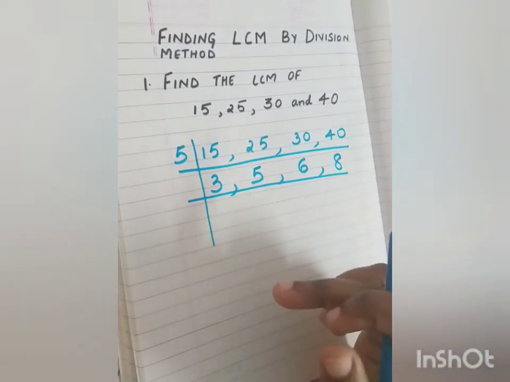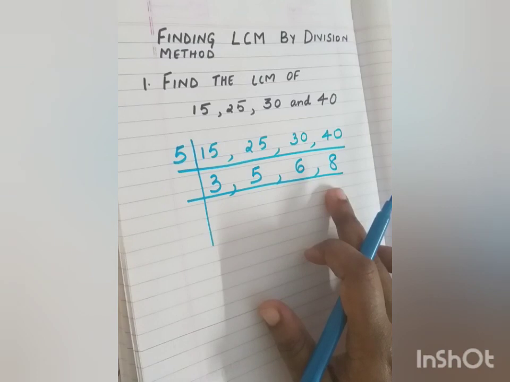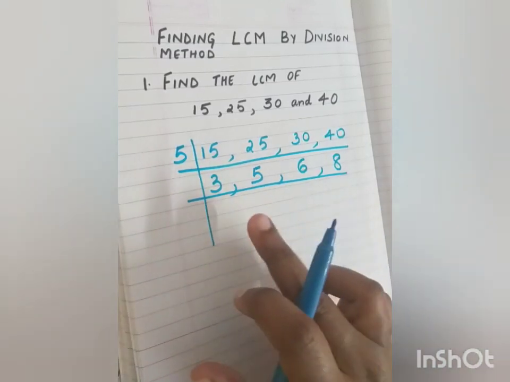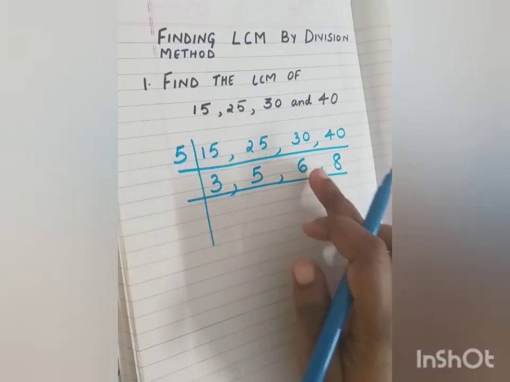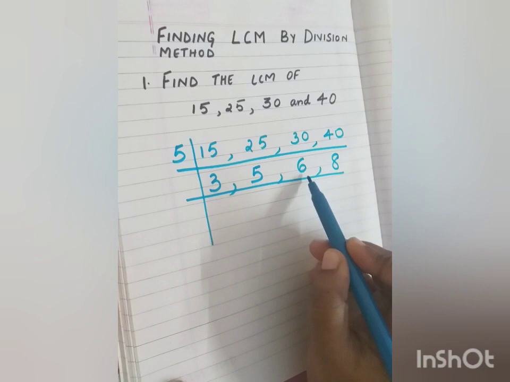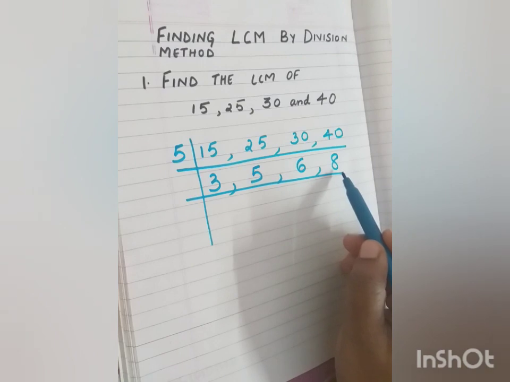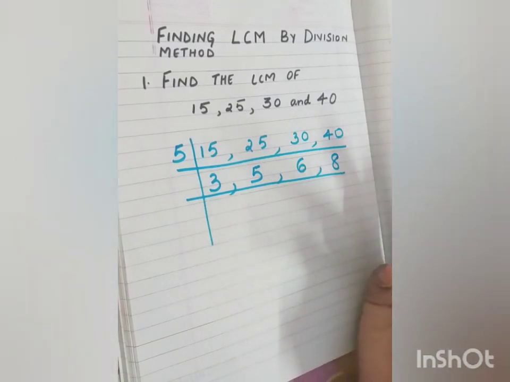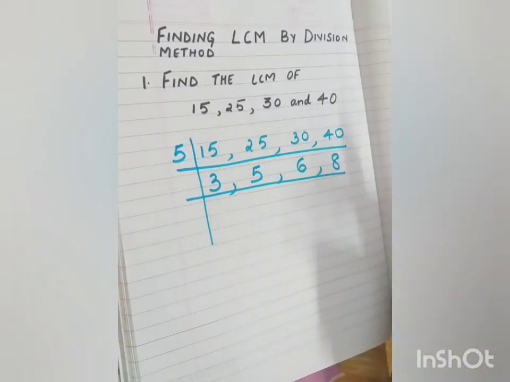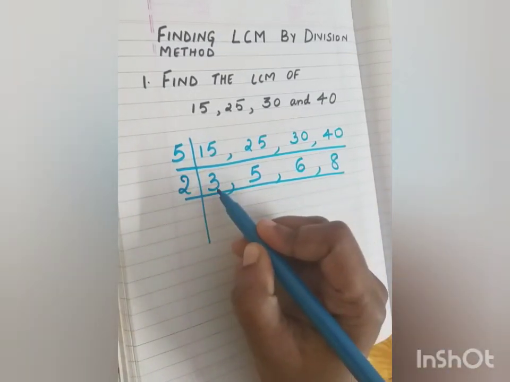Okay, now the next step is to divide the numbers by a prime number which divides most of the given numbers. And if a number cannot be divided exactly, copy the number. Here we can see that 3 and 6 come in 3's table, so they are divisible by 3. Also 6 and 8 are divisible by 2. So we can take either prime number, 2 or 3. Let us take 2.